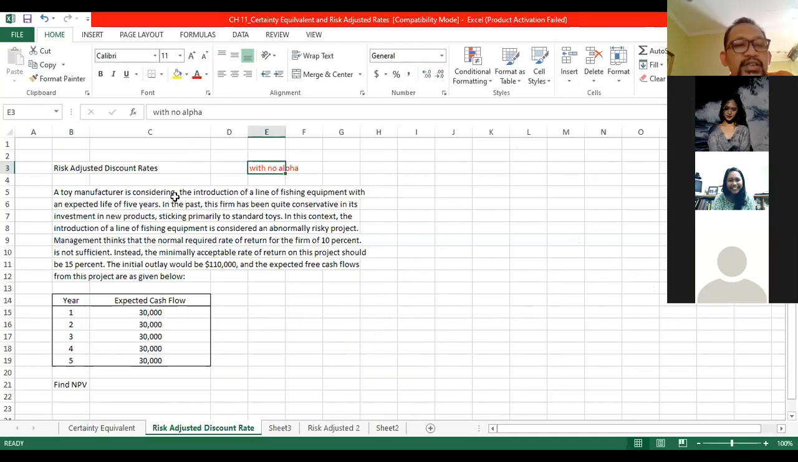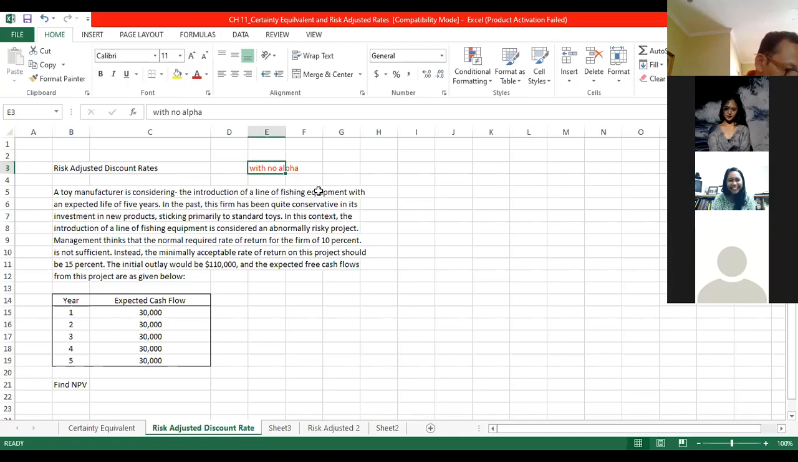A toy manufacturer is considering the introduction of a line of fishing equipment with an expected life of 5 years. In the past, the firm has been quite conservative in its investment in new products, sticking primarily to standard toys. In this context, the introduction of the line of fishing equipment is considered an abnormally risky project. So this company is trying to take on an abnormally risky project, because they usually just produce toys, and then they change to a fishing line. In the theory from the previous slide, this is considered an unrelated new product.